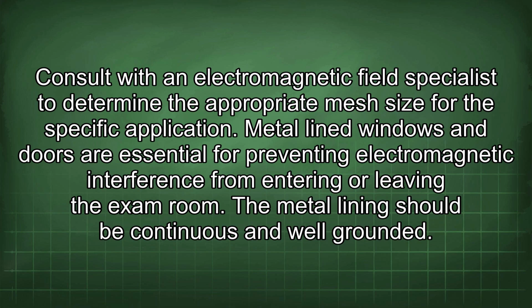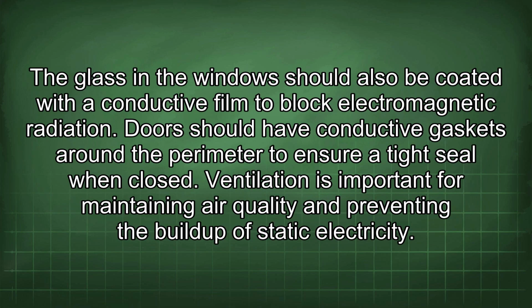Metal-lined windows and doors are essential for preventing electromagnetic interference from entering or leaving the exam room. The metal lining should be continuous and well grounded. The glass in the windows should also be coated with a conductive film to block electromagnetic radiation. Doors should have conductive gaskets around the perimeter to ensure a tight seal when closed.